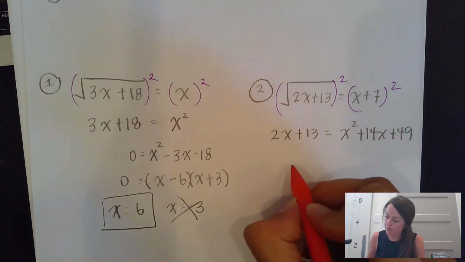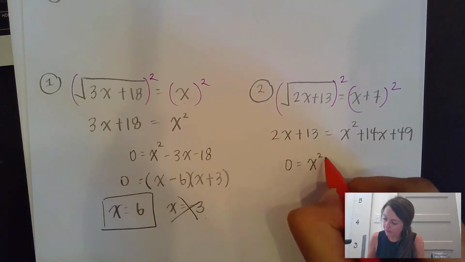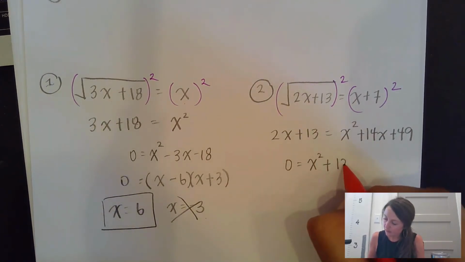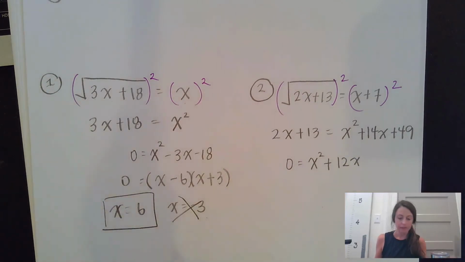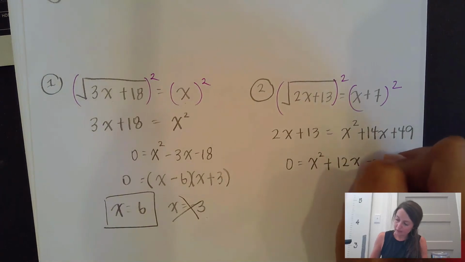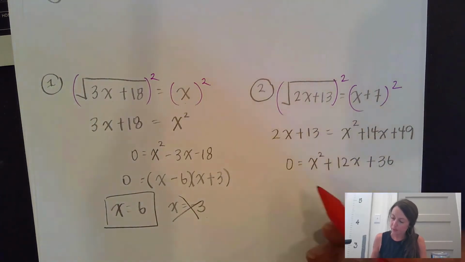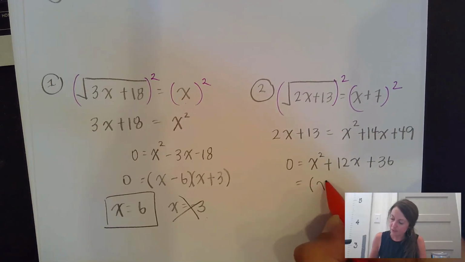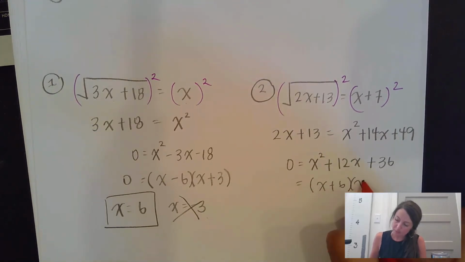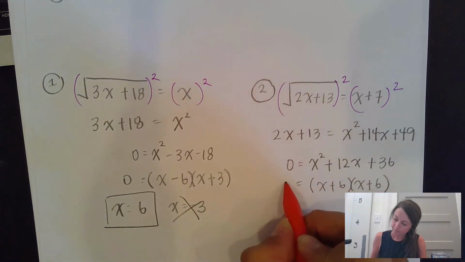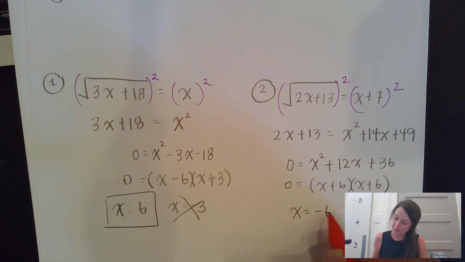So this is going to be x squared plus 12x, and then, what am I going to do there? So then I subtract, I'm sorry. And then that'll be a positive 36. So then what multiplies together to give you 36 and adds together to give you 12? That'll be x plus 6 times x plus 6. So x will be equal to negative 6.